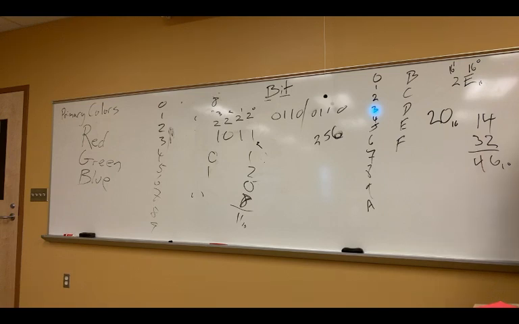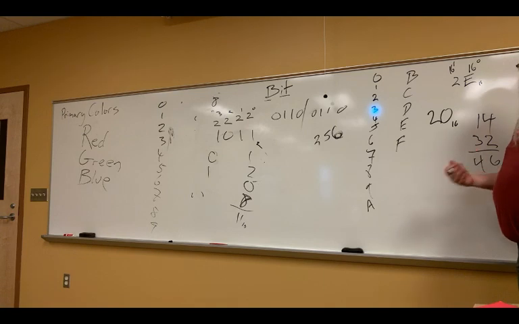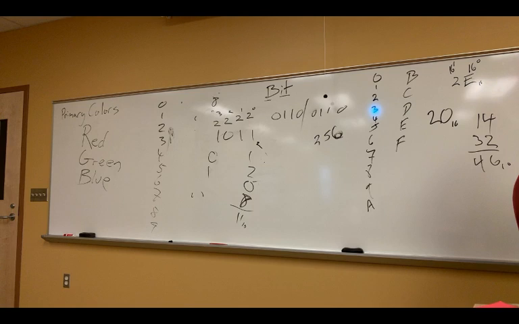Because 20 is a value that only happens in base 10. We don't use that in any other bases. So when we're talking about the digits, when we're talking to each other verbally, we would say this is 20 in base 16.